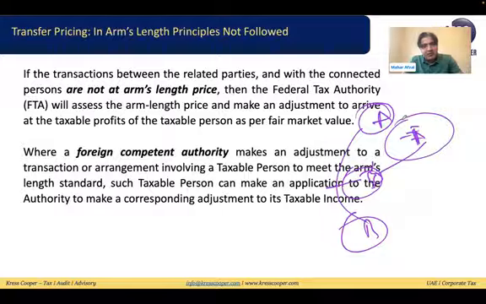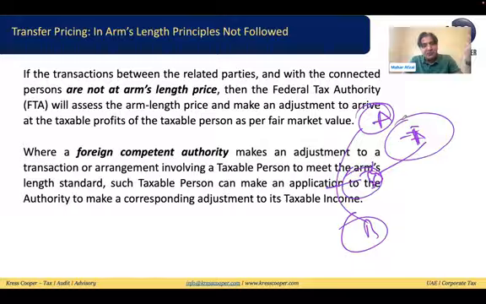Profit will be adjusted accordingly. The impact will be adjusted accordingly in the transaction. At the end, they will calculate the profit as per the market value, and the business will be liable to pay the tax, or maybe they will apply for a refund. It depends upon the situation. But again, what I'm trying to say is, if the price is not as per the market and the arm's length principle has not been followed, then tax authorities will get involved.